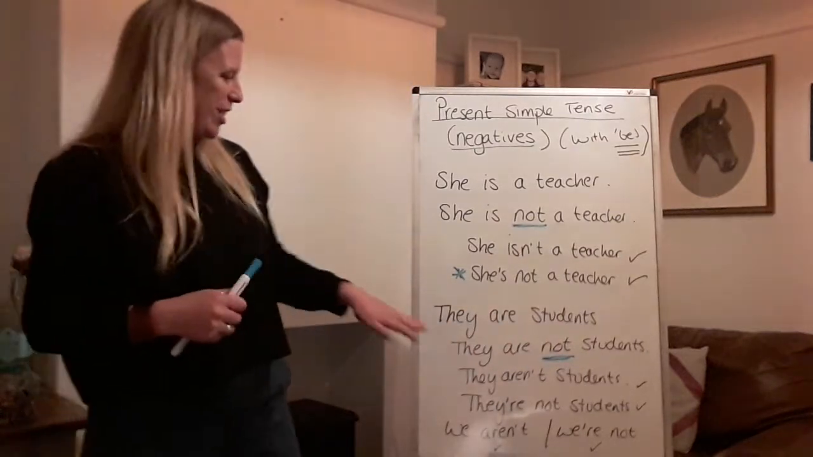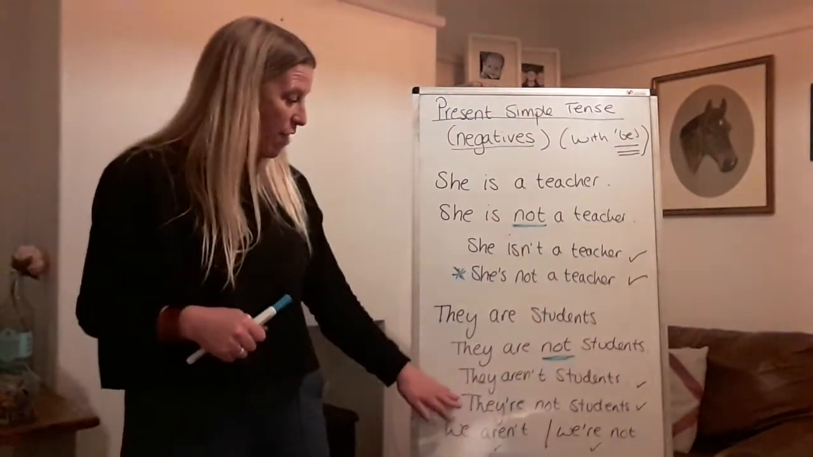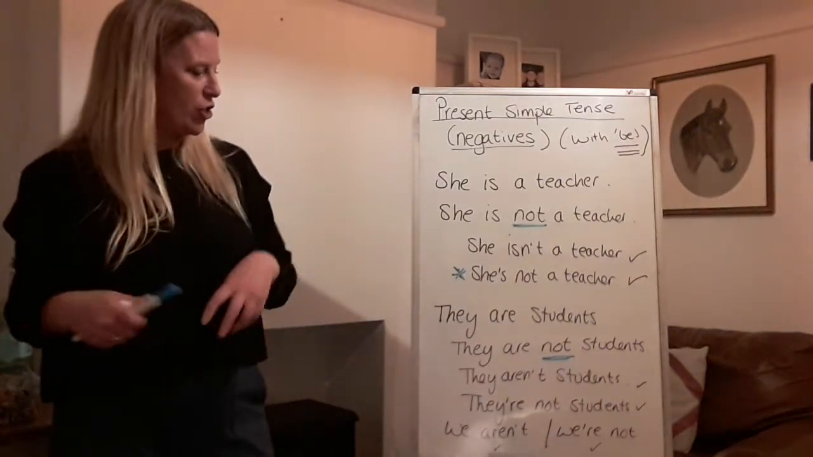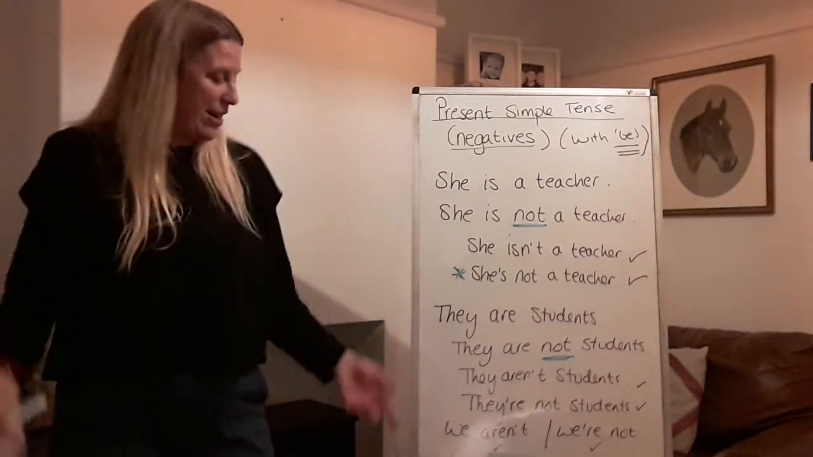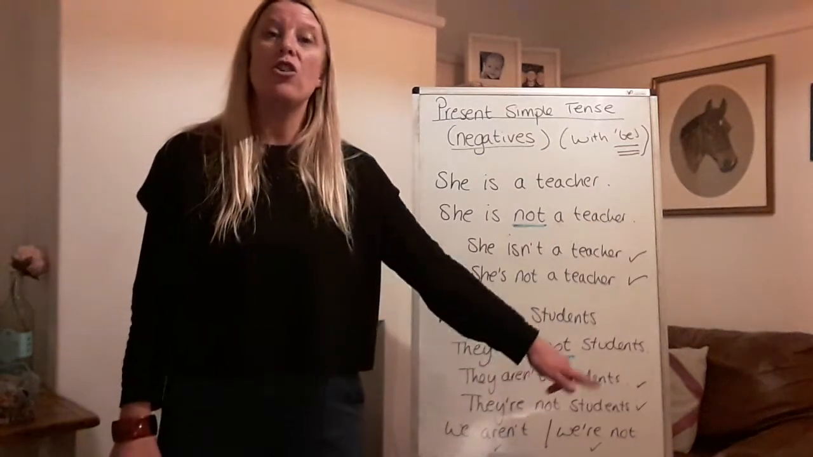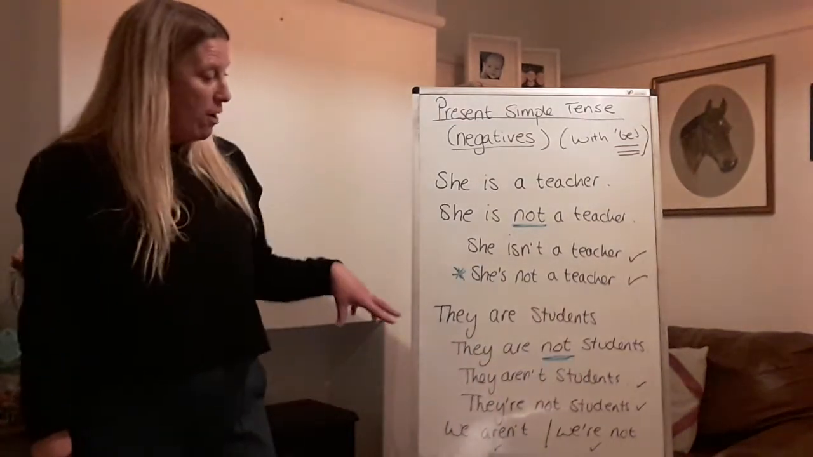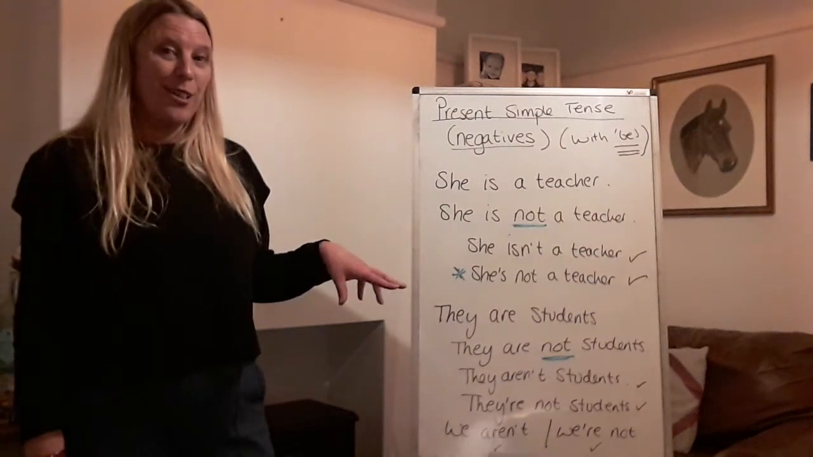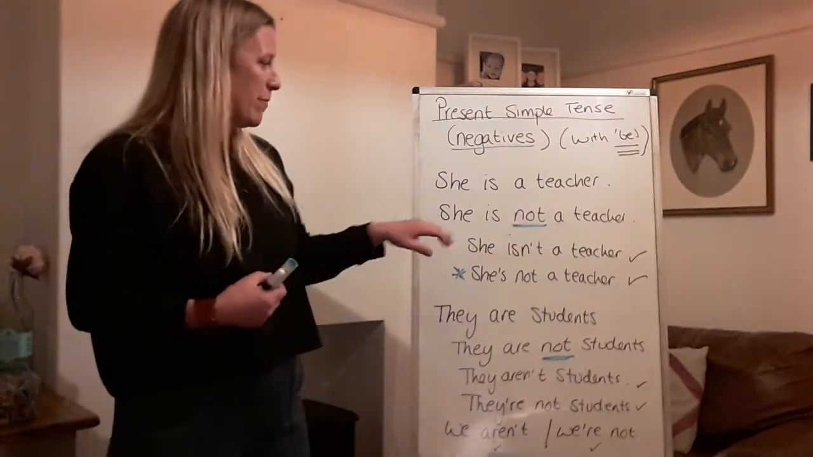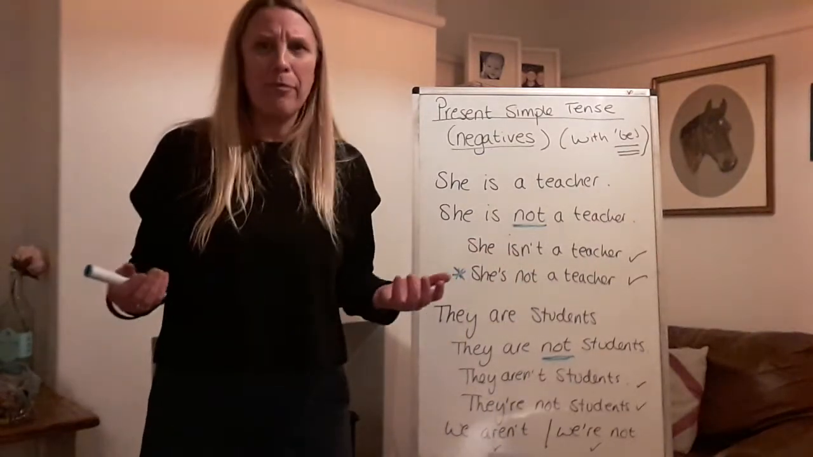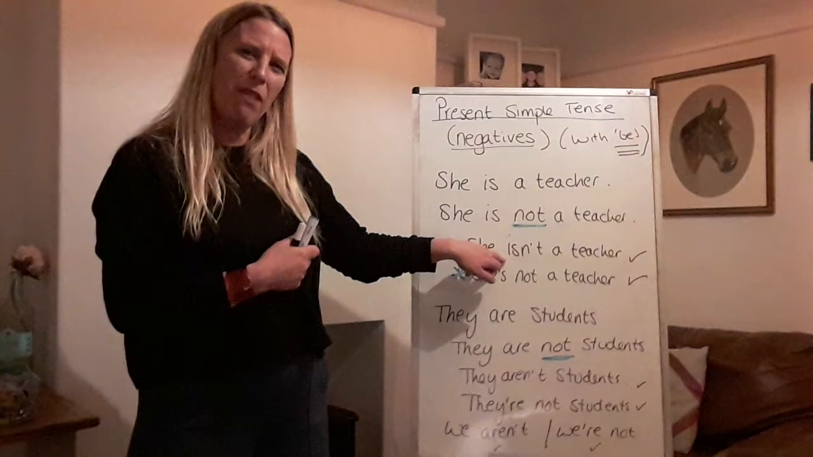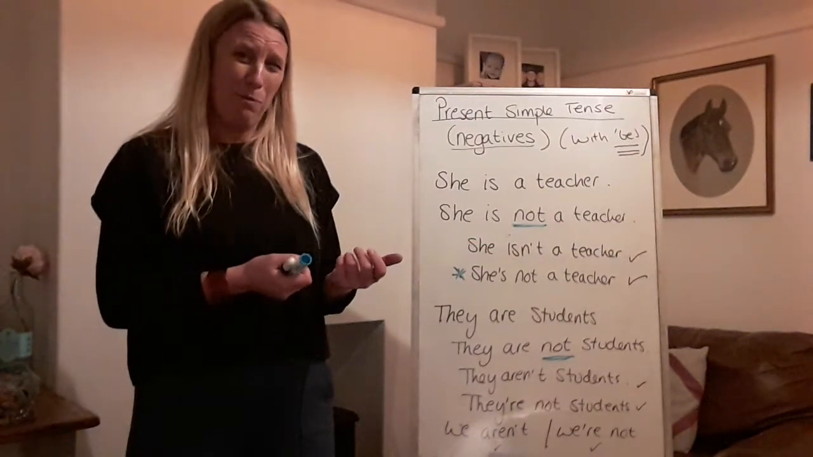And again, we can shorten to they aren't students or they're not students. They're not students. They aren't students, they're not students. Both are correct. And with we as well, we aren't students, we're not students. So all of those are correct. You can use whichever, and you will hear British people and English people using both. And American people use both as well. I think Americans probably use isn't and aren't more than British people maybe.